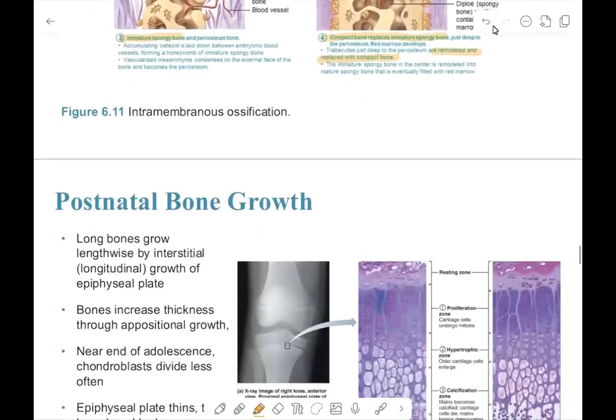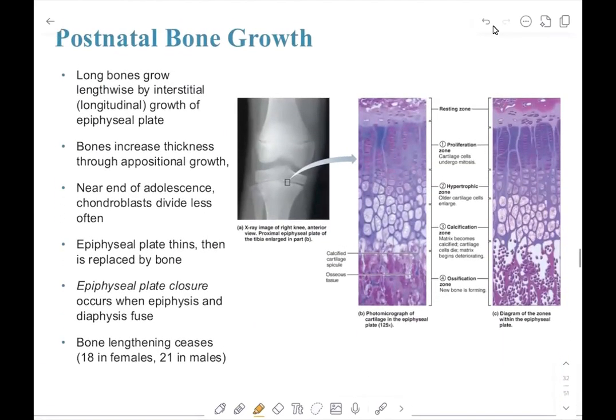So we've talked about all the prenatal bone growth. The next stage is postnatal bone growth, which is what occurs after we're born up until adulthood. So this mainly is going to apply to us getting taller. So the long bones are going to grow lengthwise in a longitudinal growth where they increase in diameter. And in this case, it's called interstitial growth. When they increase in thickness, that's going to be the increase in diameter. The interstitial bone growth is longitudinal.